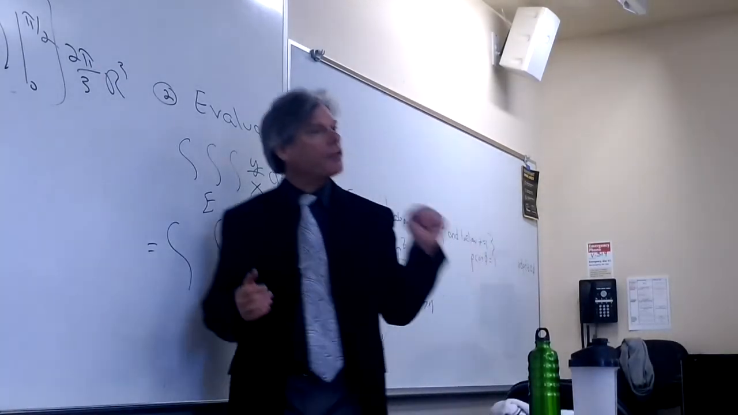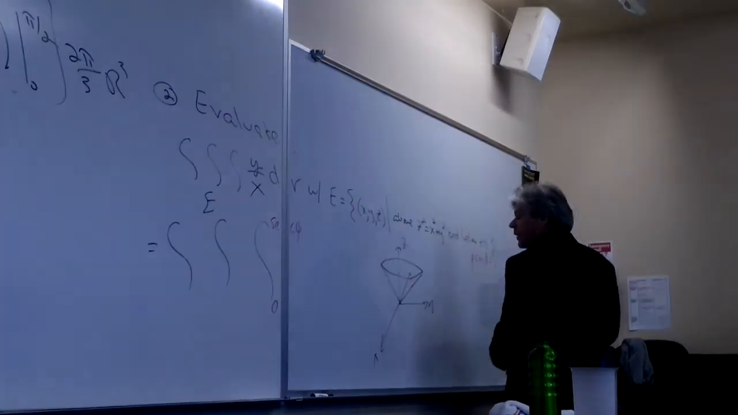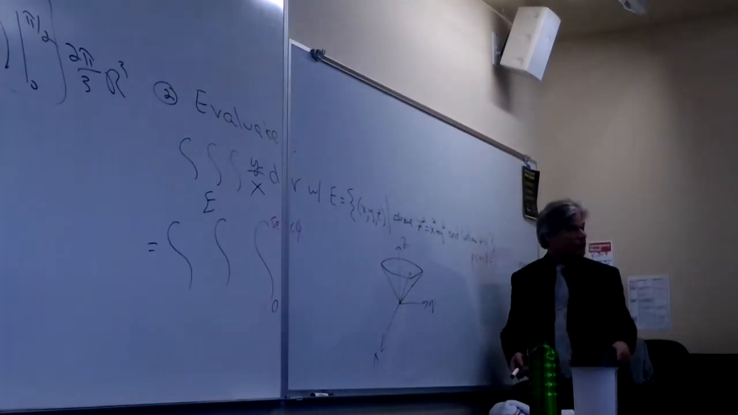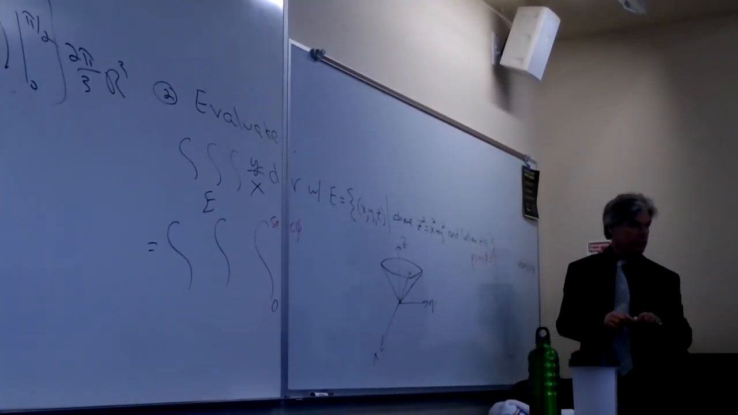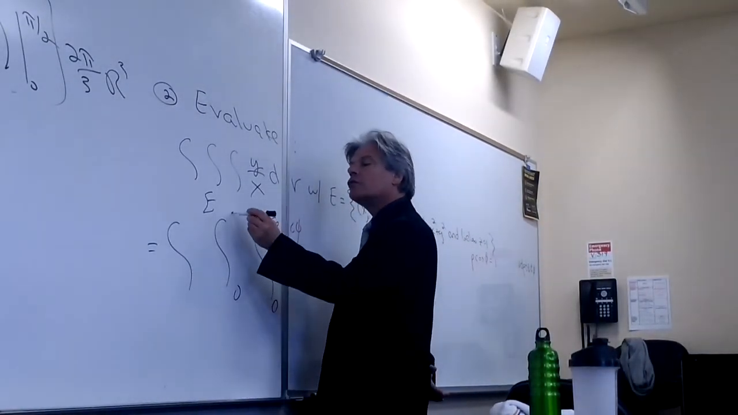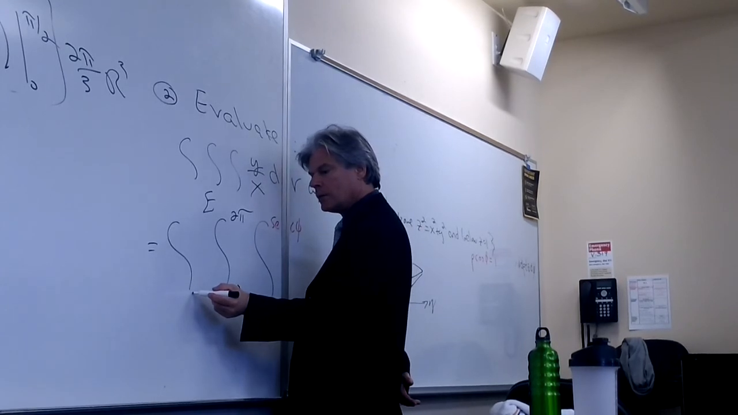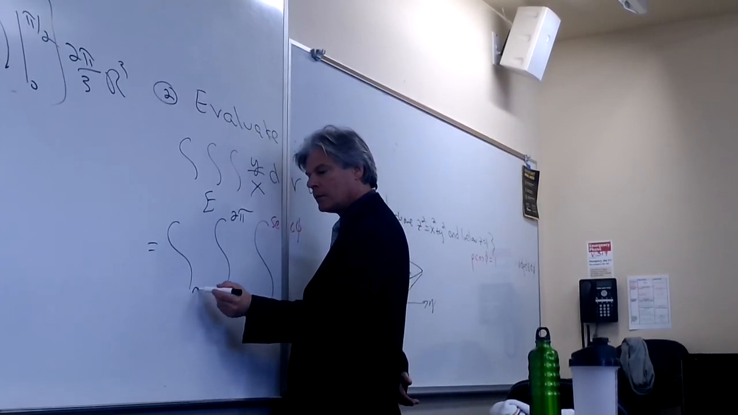Well, let's talk about the other variables. My next variable of integration is going to be inevitably theta. So try to span out this three-dimensional object. How do your theta values range? 0 to 2 pi. What about the phis? 0 to 1?